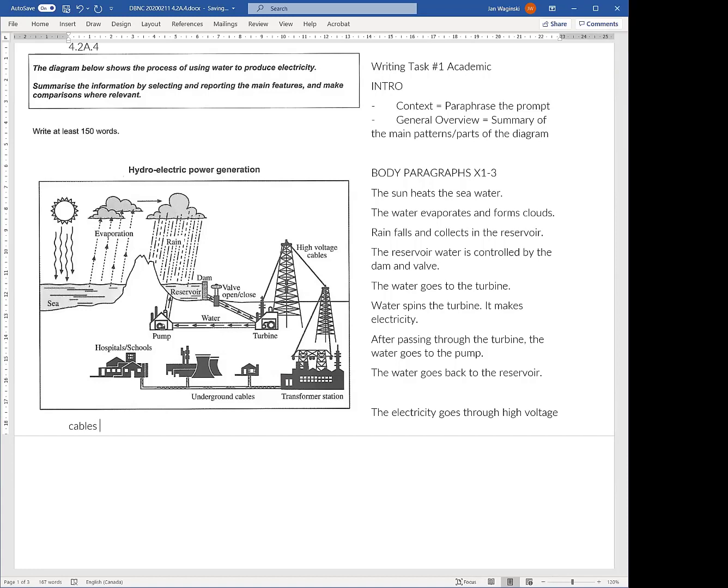Okay, so subsequently, these long distance power lines are connected with the transformer station.